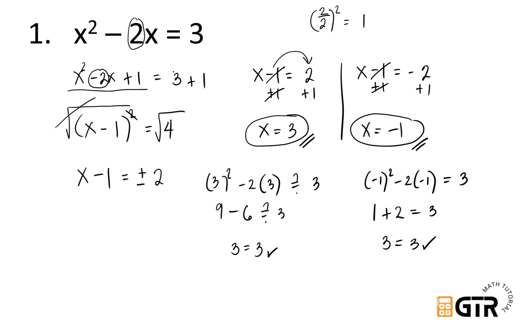So automatic kapag quadratic equation, yung dalawang makukuha ay solutions yan. Wala tayong extraneous dito sa quadratic equation. Nagkakaroon lang ng extraneous karaniwan kapag may radical. Okay, so radical equation yon.